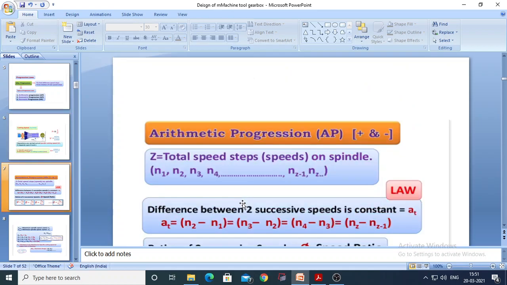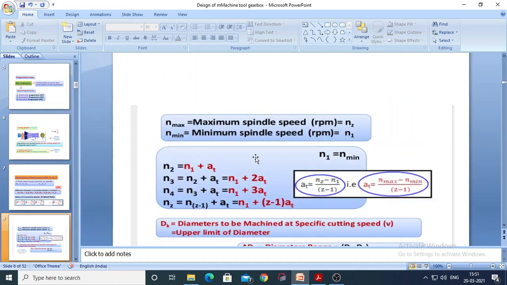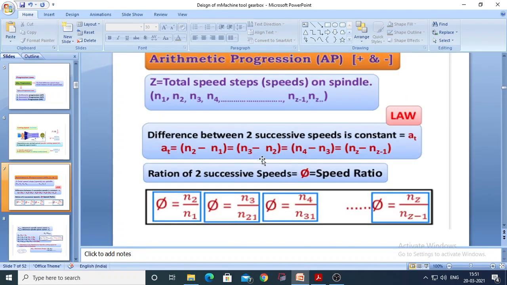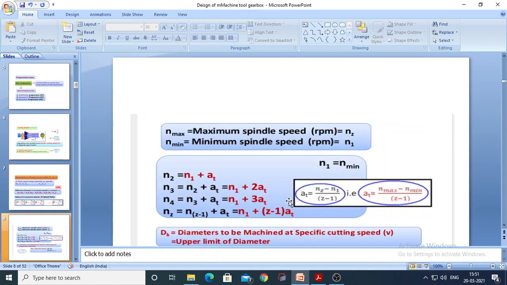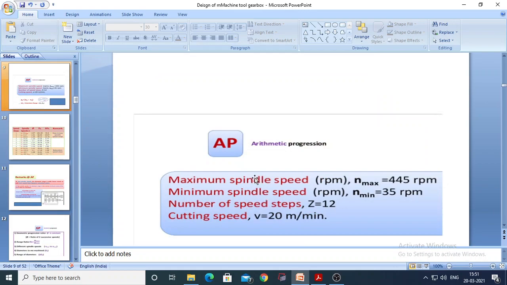Okay, you know that. We have seen this arithmetic progression law, and we have calculated all this. The difference between two successive spindle speeds is constant. And how to calculate the n1 to nz values, we have already seen. We will see one example of the arithmetic progression law.